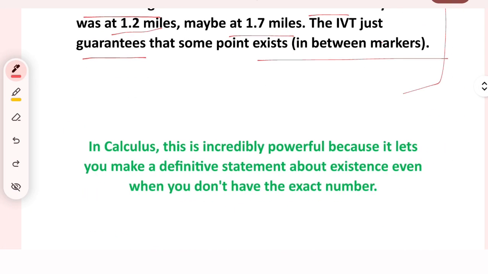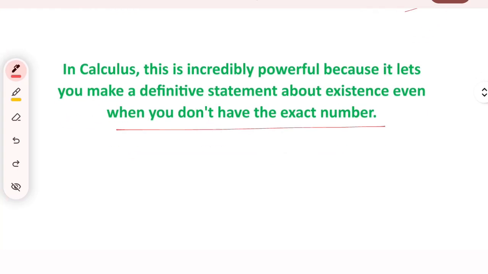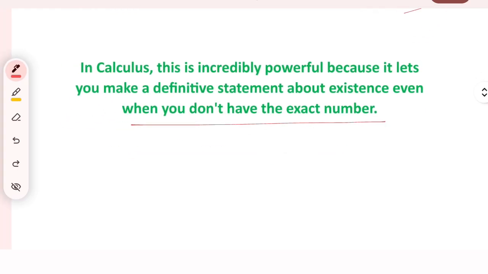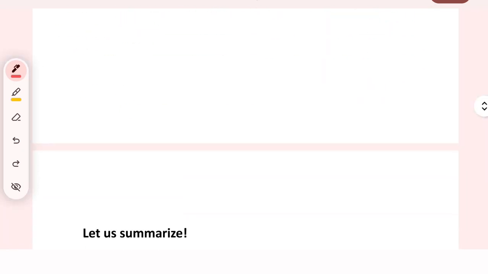All right? So in calculus, this is incredibly powerful because it lets you make a definitive statement about existence even when you don't have the exact number. You can conclude that it exists because you've proven it, right?